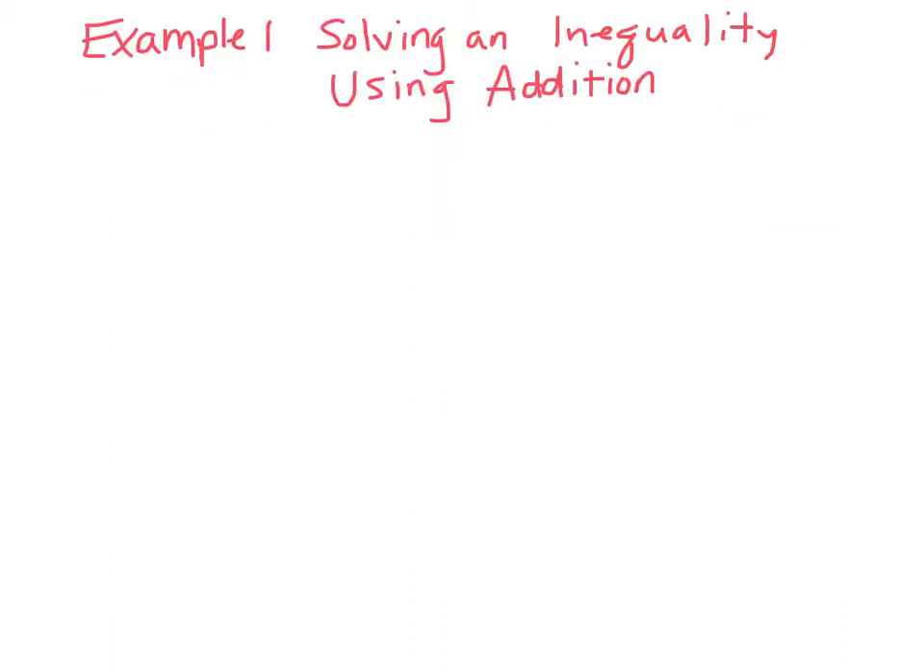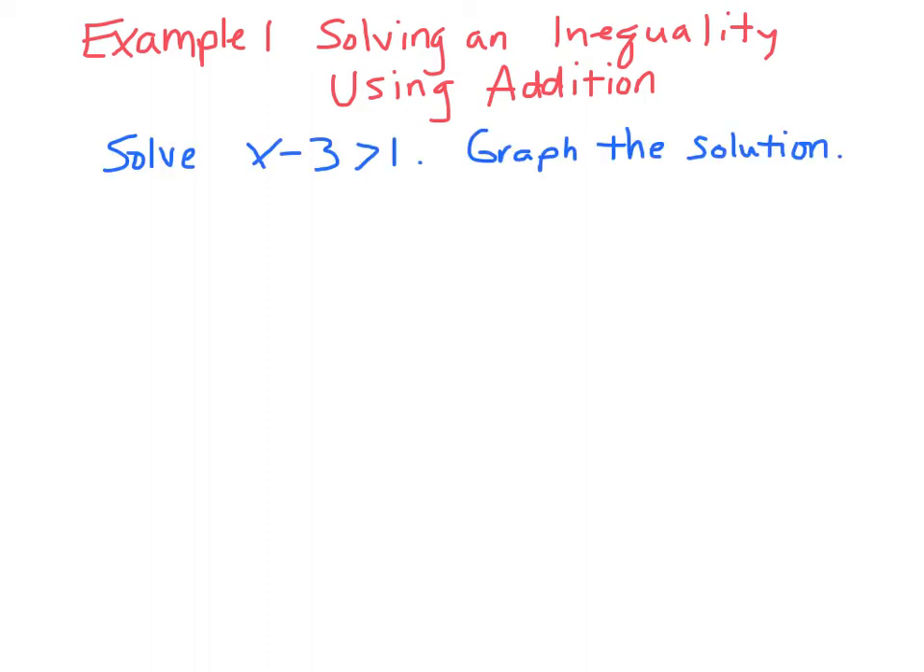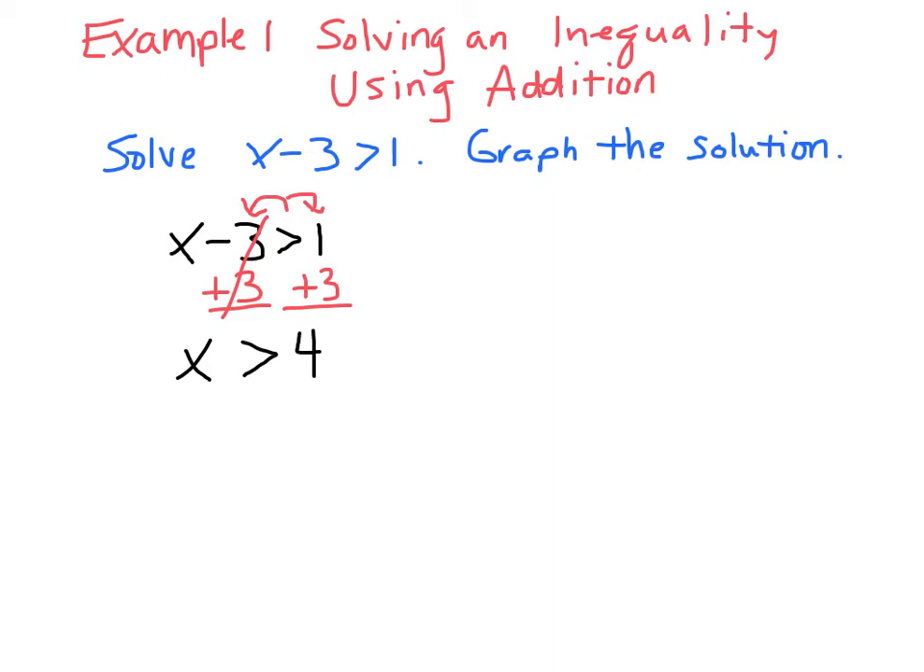So example 1 is solving an inequality using addition. My directions say solve x minus 3 is greater than 1, and it says graph the solution. So my first step is to write the inequality, and then I want to get x by itself. So I'm going to add 3 to this side, I'm going to add 3 to that side, because whatever I do here, I have to do here. So that gets rid of those, and it leaves me with x is greater than 1 plus 3 is 4, so x is greater than 4.